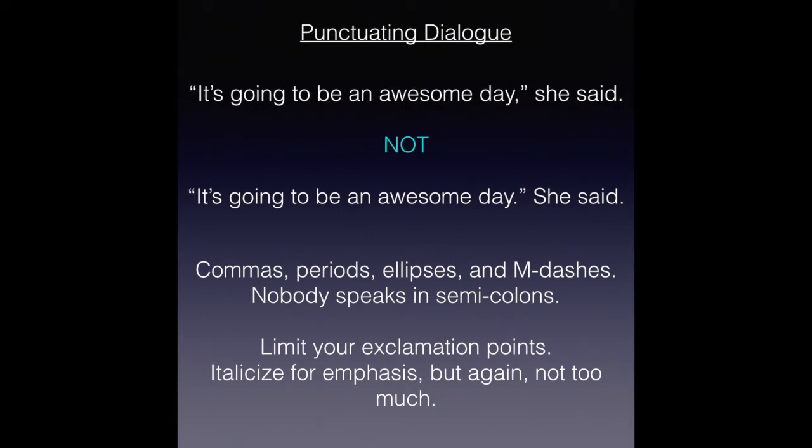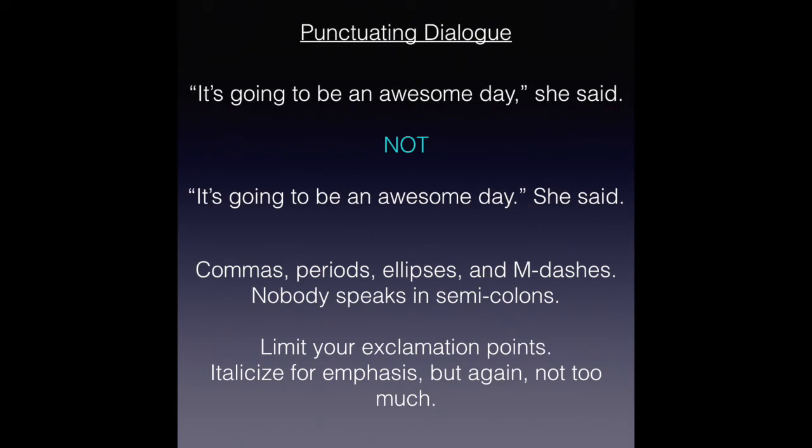Now, you might have another sentence after that. "It's going to be an awesome day," period, close quote. "She looked for Fred to see if he was paying attention to her," period. That's different. You're not tagging the dialogue there. You're just continuing your writing. You have a quote, then you have some action. If you're actually tagging the dialogue, then you need to set it off with a comma.